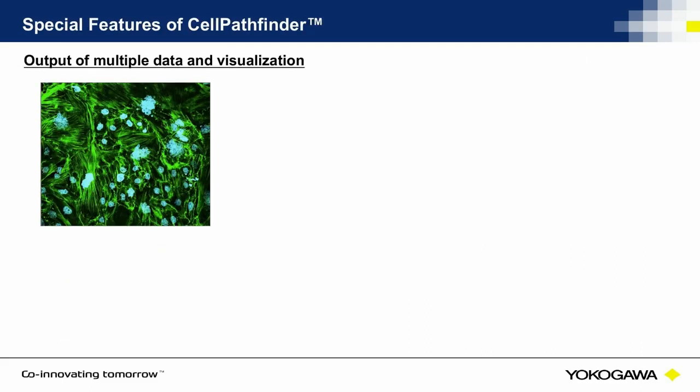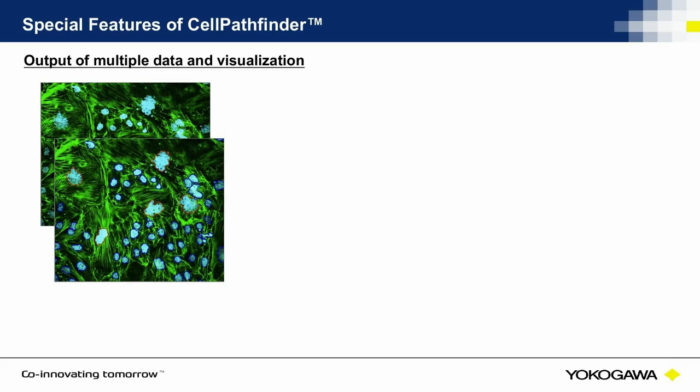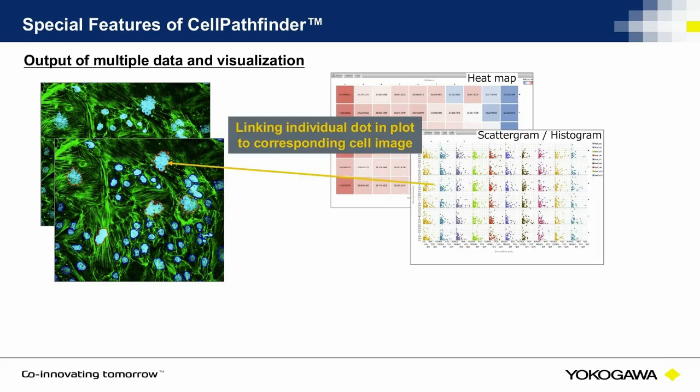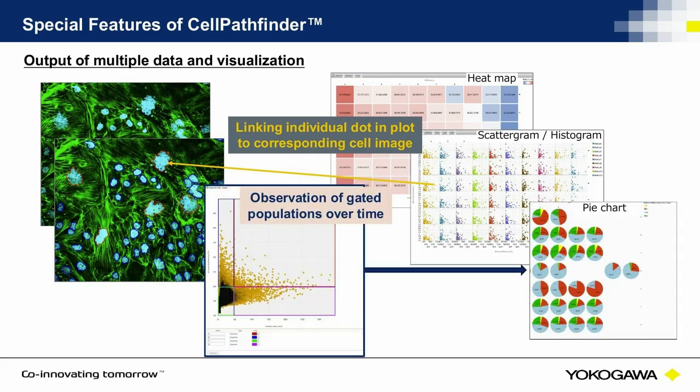With the following examples, I would like to introduce you to some special features of CellPathfinder. Starting from the sample image, our analysis software detects the objects of interest according to the set specifications by the user. The actual object counts can be displayed in various graphic formats like heat maps, scattergrams, or histogram plots. One of the unique features of CellPathfinder is the direct link of a particular dot in the graph, for example an outlier, to its corresponding cell image by simply clicking on the dot. Also, for a time course experiment, it is possible to gate defined populations and observe the change of these populations in the corresponding pie chart diagram over time.